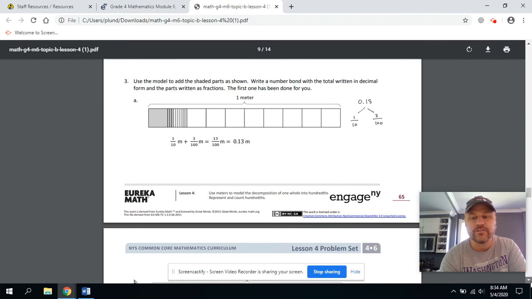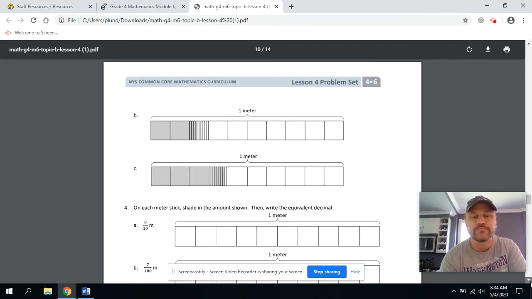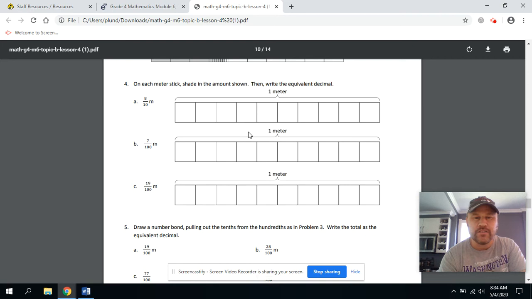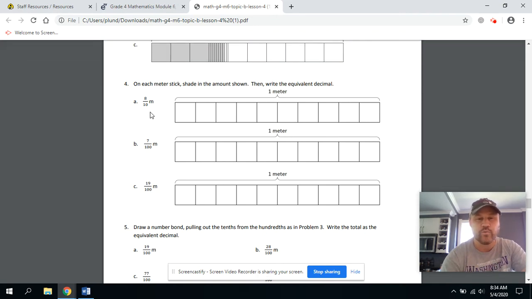So down here, on each meter stick, shade in the amount. So now you are shading in this amount. Okay, so here's where they try to trick you. Don't get tricked. We know that a tenth is bigger than a hundredth, right? So 8/10 is going to be 8 of these shaded in because each of these is a tenth.